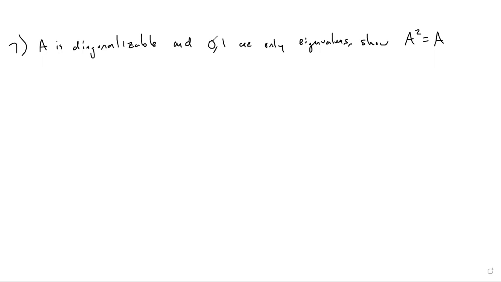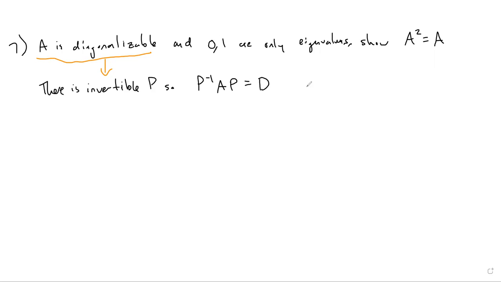So just as our starting point, what we'd want to do here is use this property of diagonalizability, and turn what that means into a math equation that can be manipulated. So that means there's some invertible P that turns this thing into a diagonal matrix. So P to the negative 1 AP is D, where D is diagonal.